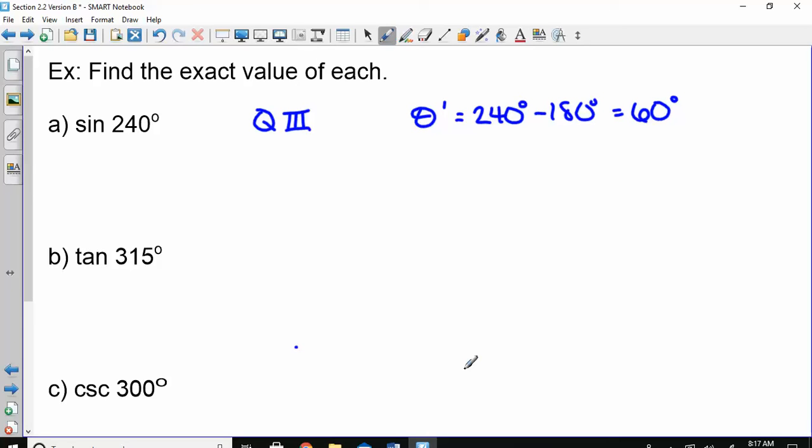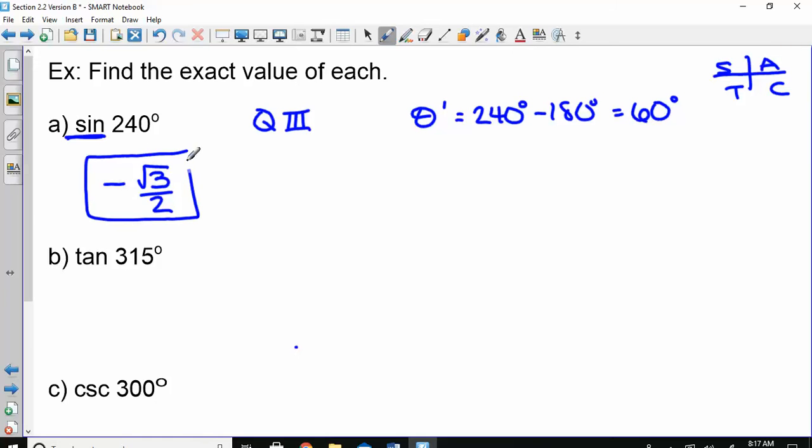That's all we do. Well, now we have to evaluate it. So in quadrant 3, remember all students take calculus. We're talking about sine. Will sine be positive or negative in quadrant 3? Negative. And then we just have to do the sine of 60 degrees. So think about our hand trick. Hold in your ring finger, that's your 60. Sine is the square root of the top over 2. So it's negative radical 3 over 2. And that's our final answer.